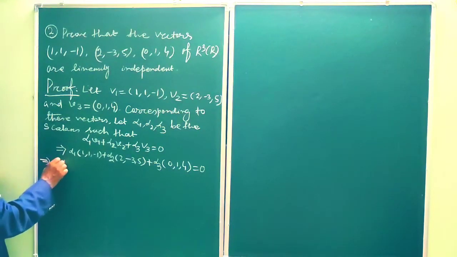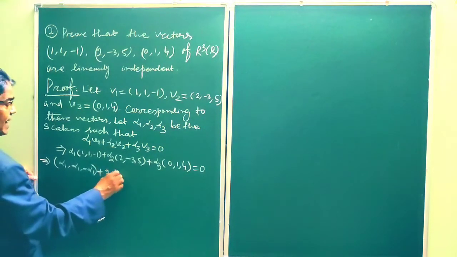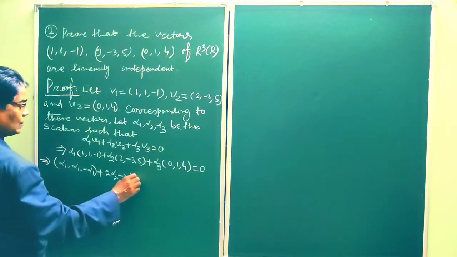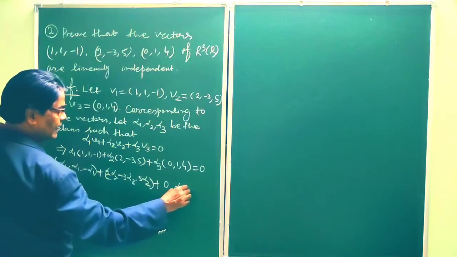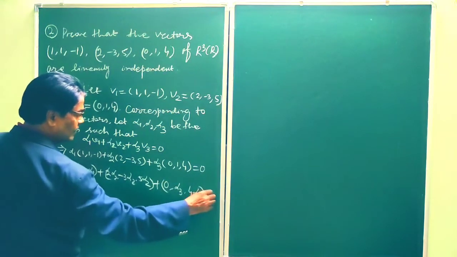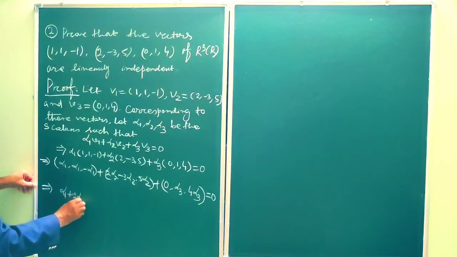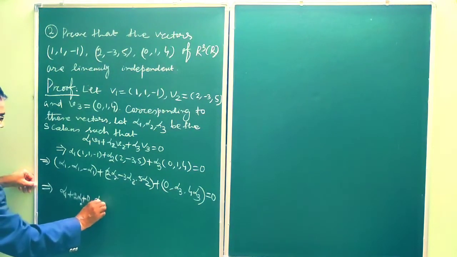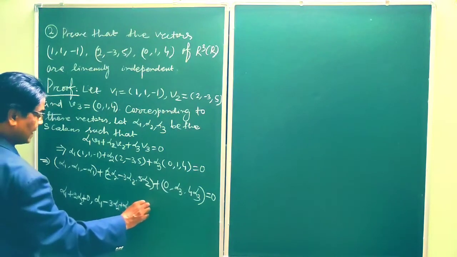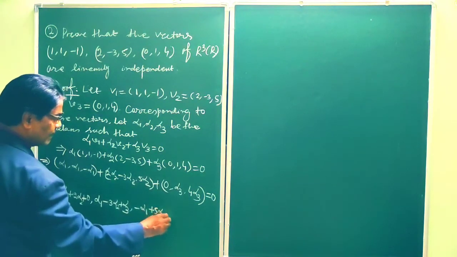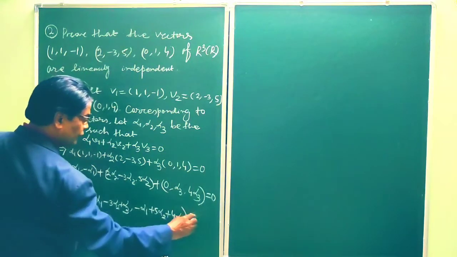This implies (alpha 1, alpha 1, -alpha 1) plus (2 alpha 2, -3 alpha 2, 5 alpha 2) plus (0, alpha 3, 4 alpha 3) is equal to 0. This implies (alpha 1 plus 2 alpha 2 plus 0, alpha 1 minus 3 alpha 2 plus alpha 3, minus alpha 1 plus 5 alpha 2 plus 4 alpha 3) is equal to 0.